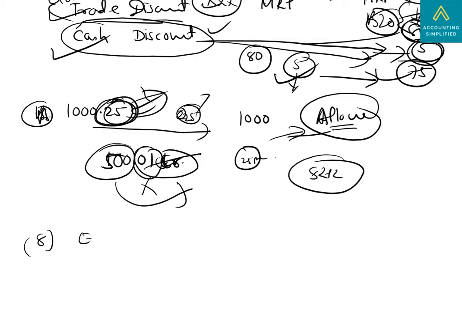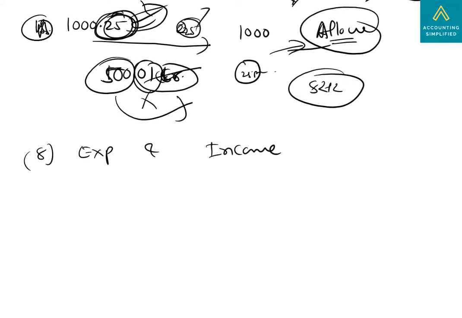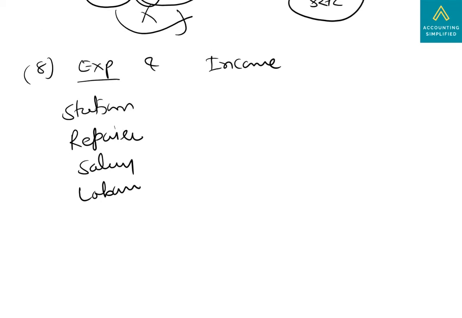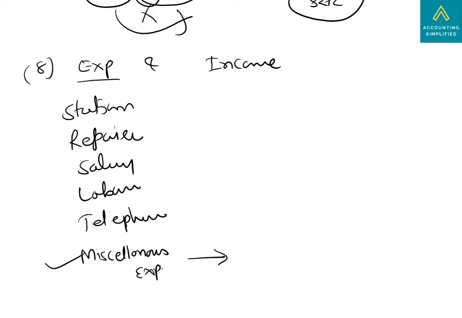So there are transactions of expenditure and not expenses and income. Yes sir, these are very much important. So expenses, what are the types of expenses? Stationery, books and notebooks, etc. we write. Then repairing expenses we give. Then salary we pay every month. Labor also. Then telephone expense. Then miscellaneous expense. What is miscellaneous expense? Miscellaneous expense is a collection of small expenses.